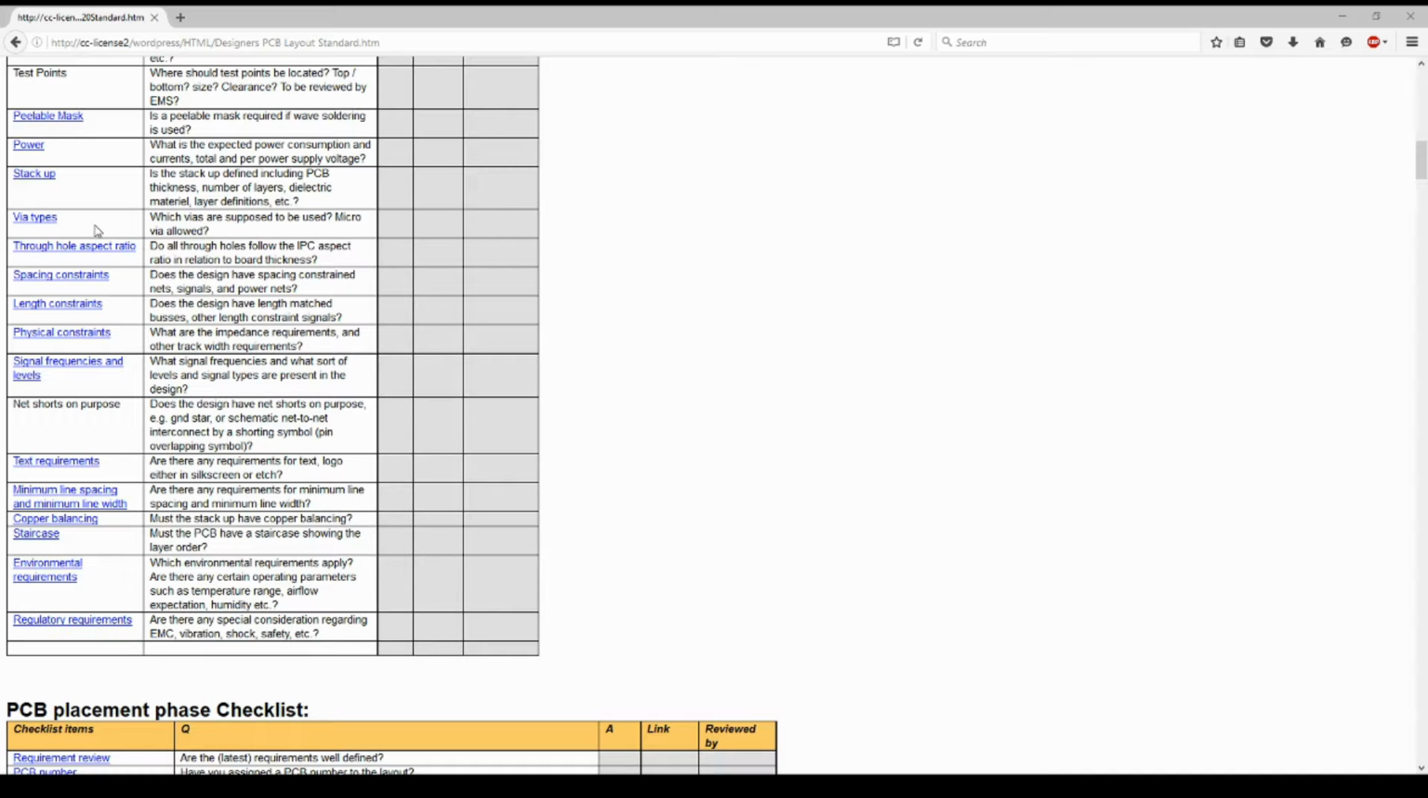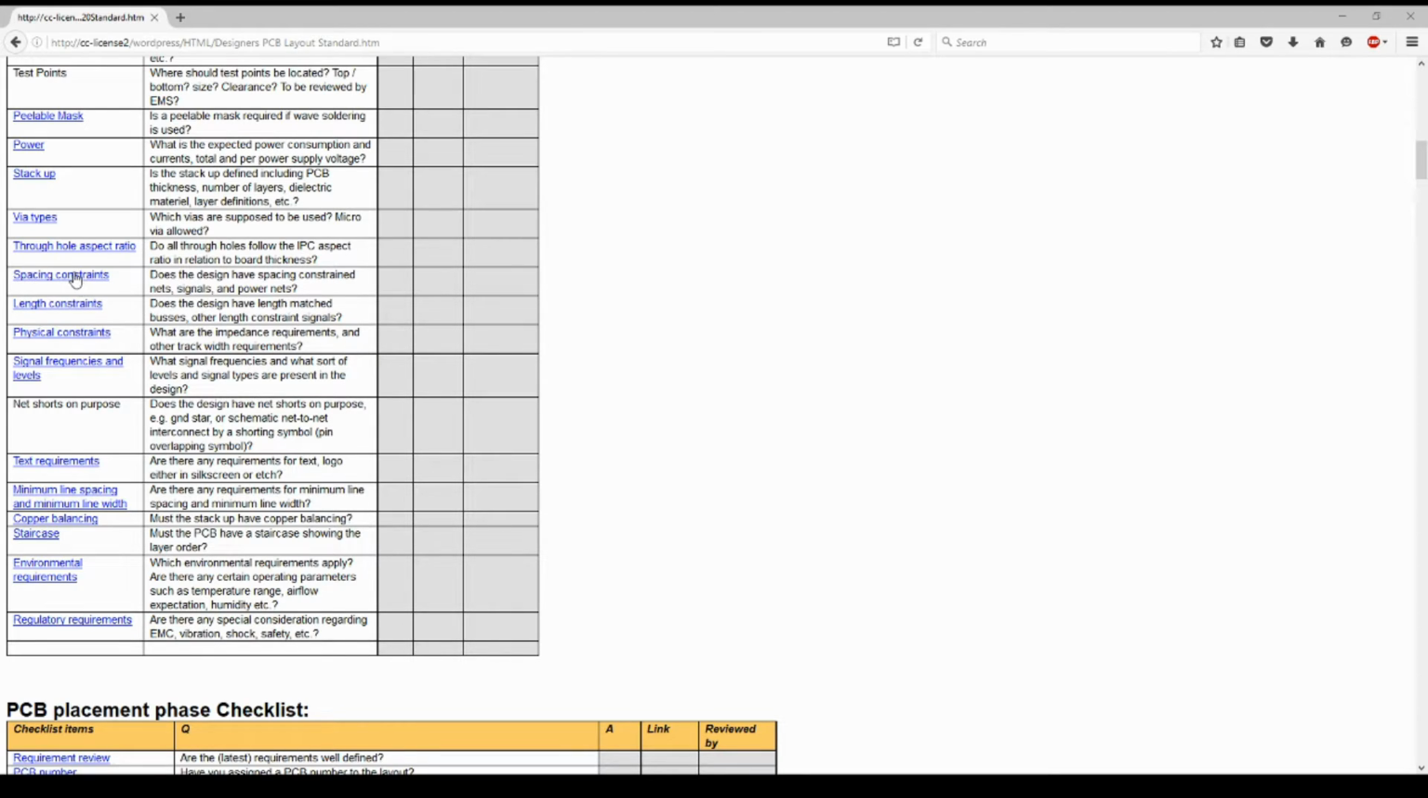Via types, really also a cost driver, depending on the chosen PCB manufacturer and the complexity of the design in general. The via types will be a very important parameter to figure out. And if we can use micro vias or blind buried vias, is that allowed? That can save a lot of time in the routing process. If that's already something we can do, then that's fine.